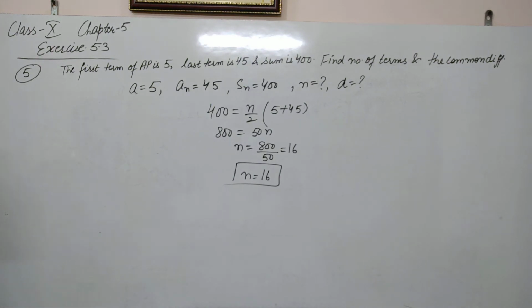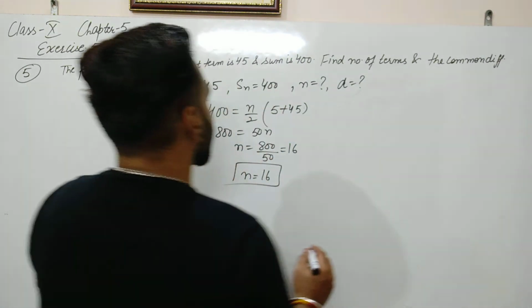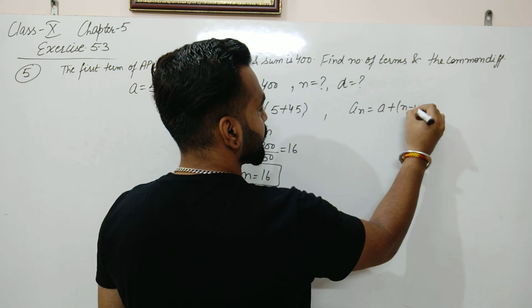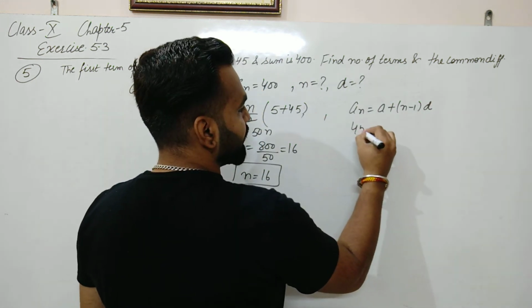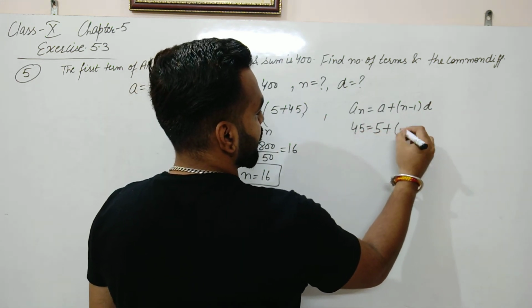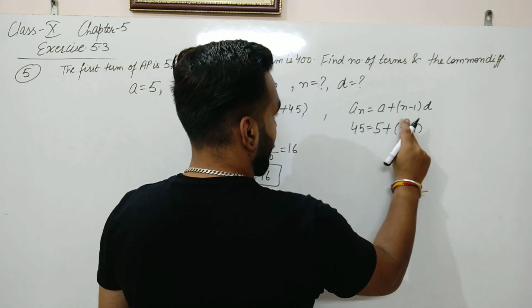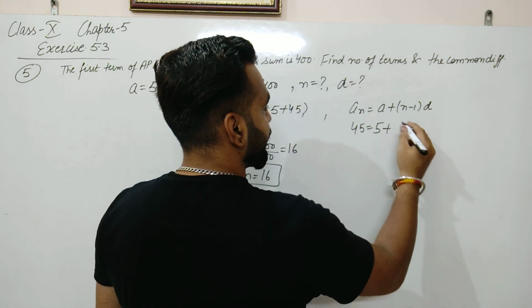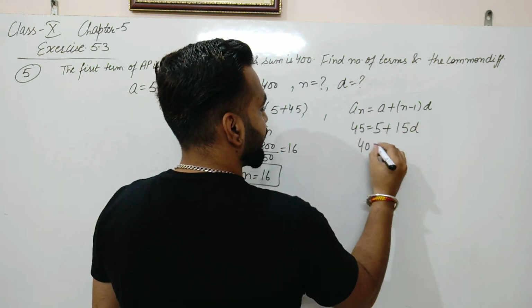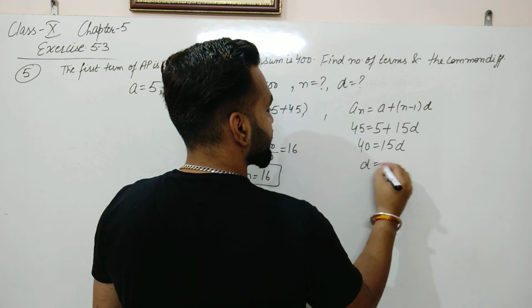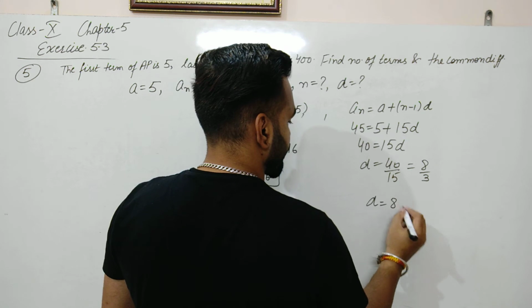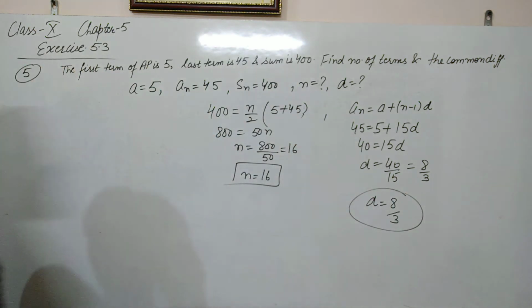Now we have to calculate the value of d here. To calculate the value of d, use the formula of an. An is 45, a is 5, n minus 1 into d, and n is 16 now. This will be equal to 15d. So 40 equals 15d. D is 40 by 15, that is 8 by 3. So the value of n is 16 and d is 8 by 3.